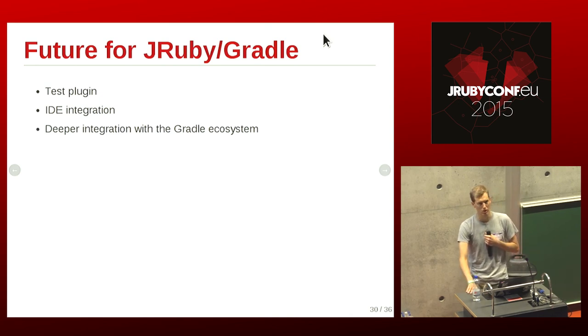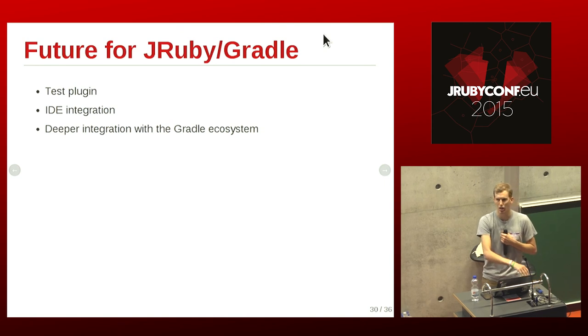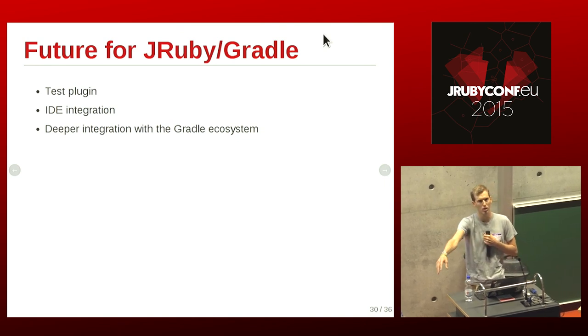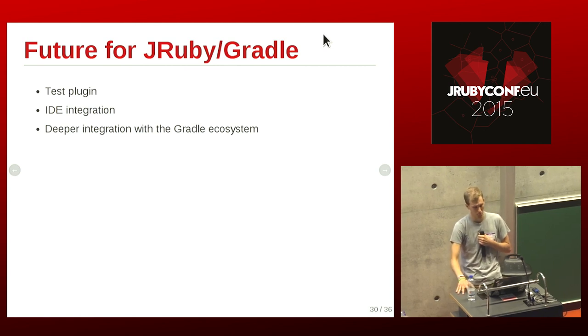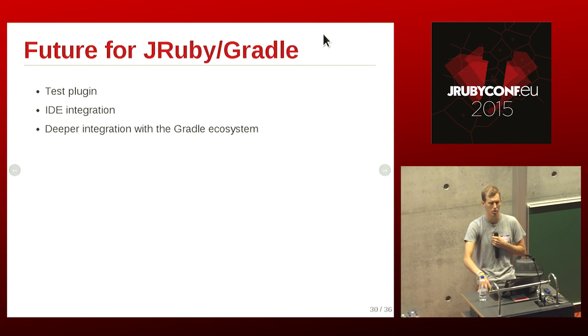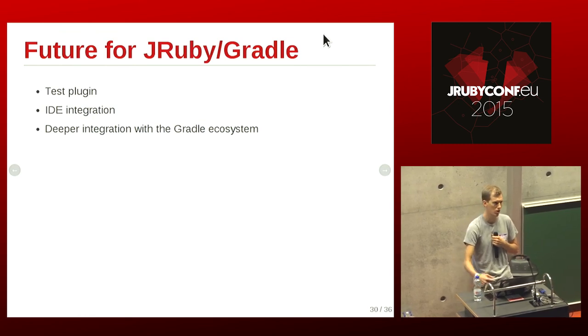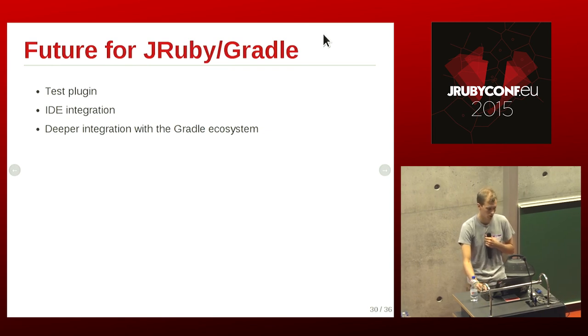There's also IDE integration. I don't know how many people have used IntelliJ before. It's a very good IDE, particularly if you're a Ruby developer, even more particularly if you're a JRuby developer, because you can debug in and out of JRuby and in and out of Java from your IDE. Right now with JRuby Gradle, this doesn't work, but there are tools that JetBrains has put together that make building IDE integrations with their debugger viable, and so that's something that's on the roadmap for the next few months.